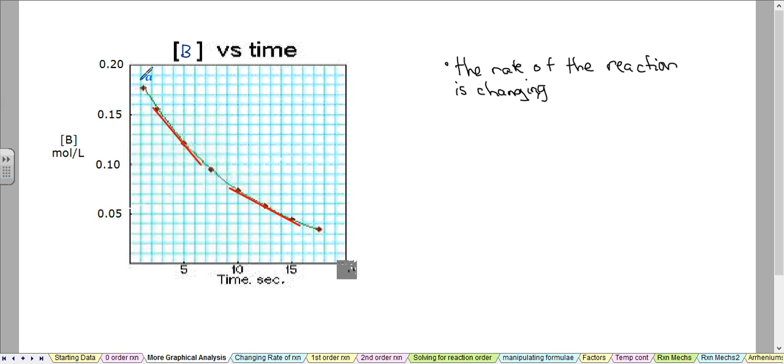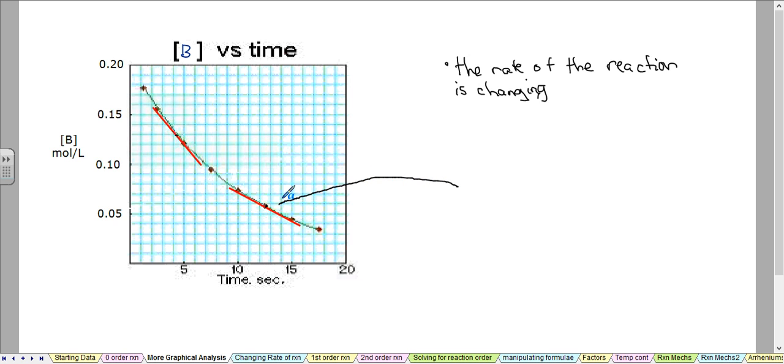Notice that it's changing along the entire time. If it was linear, the rate would be the same, but in this case it's not. We can't find the slope of this entire line because it's curved. What we can do is pick points on the curve and draw a tangent to that point, and we can find what we would call the instantaneous rate of reaction.